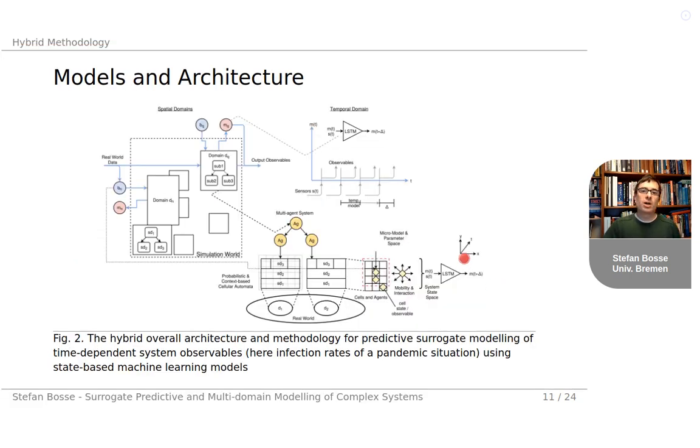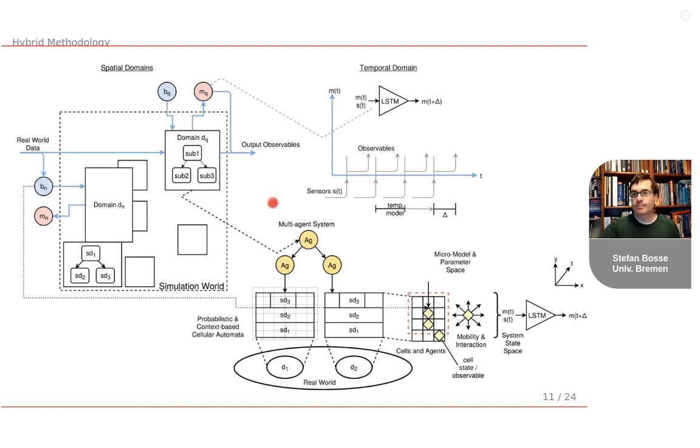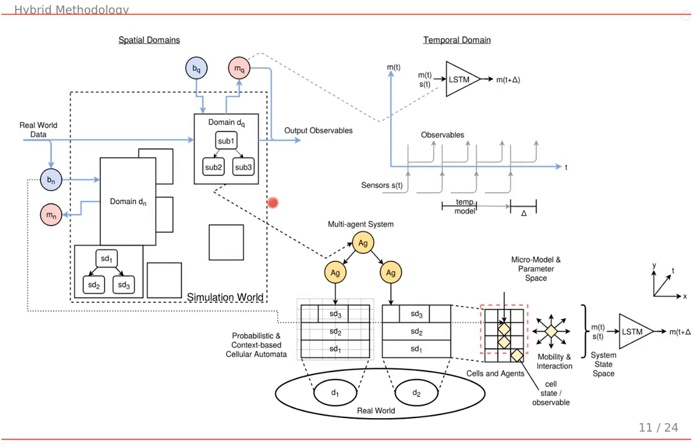So here is our overall architecture. On the left, you have the real world, and we derive real-world data to parameterize and to model the simulation world. And the simulation world consists firstly of spatial domains. So we partition the entire simulation world, or the real world, for example the country Germany, into domains, for example terrestrial units, basically towns and larger areas around towns.